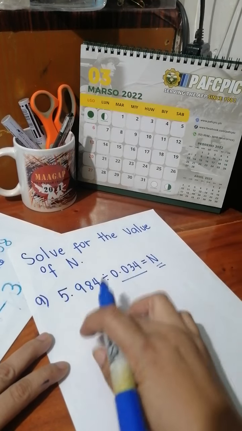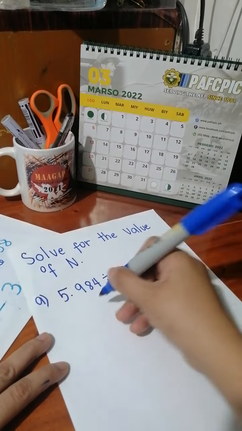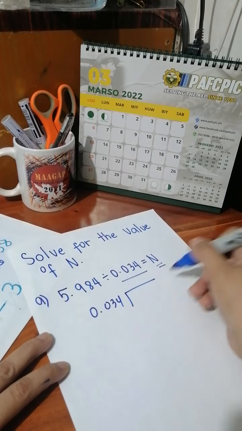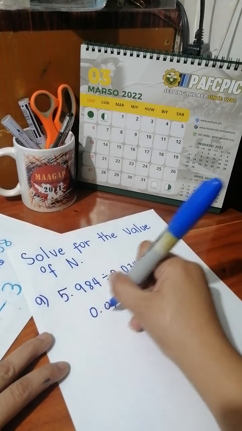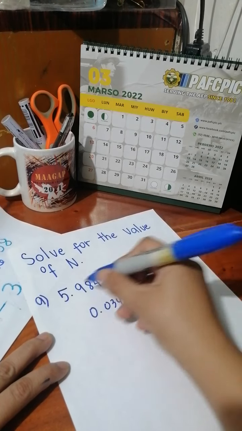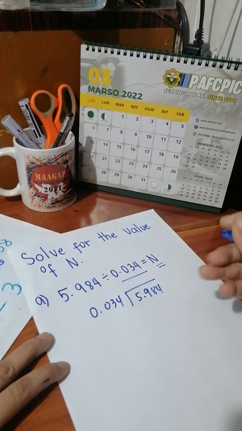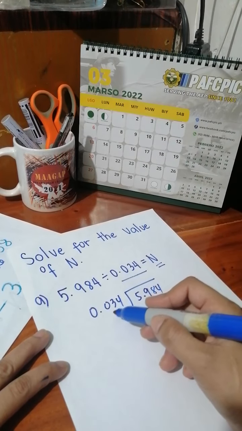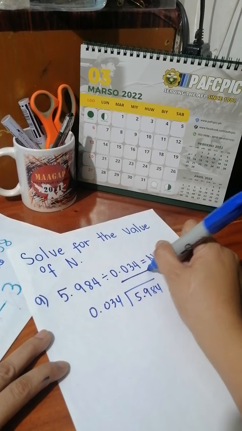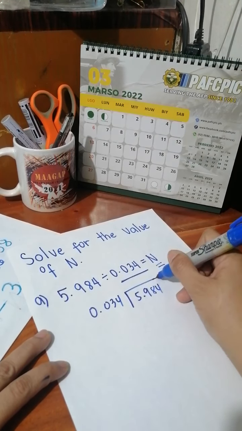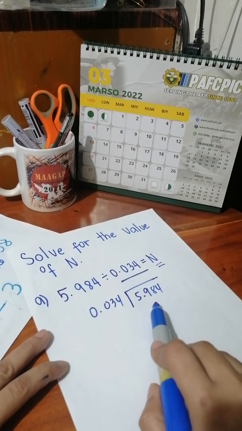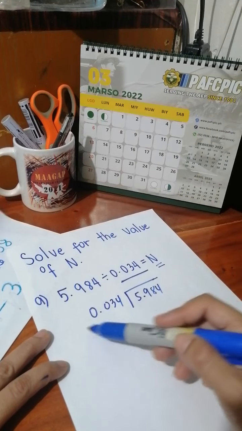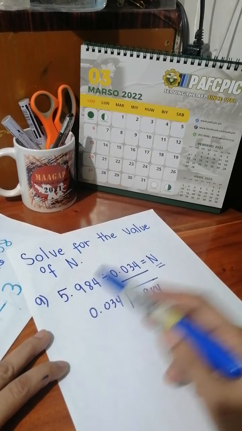Unang-una, rewrite mo muna siya in this way. So, 5.984 divided by 0.034. Okay? If you are writing it this way, yung unang-unang number is the one inside. At yung nasa gitna is the one outside, because this is the divisor and this is the dividend.